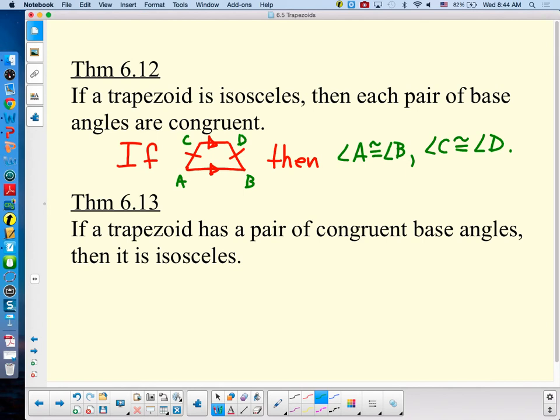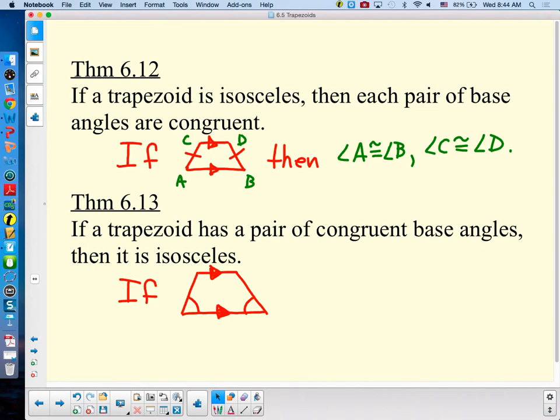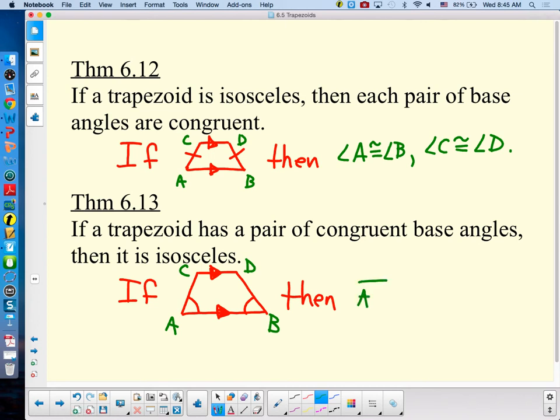Okay, theorem 6.1.3 is pretty much the converse of the first one. So if a trapezoid has a pair of congruent base angles, now let's draw the picture to have congruent base angles. And it says we just know that it's a trapezoid with congruent base angles. Then we will know that it's isosceles. So what's the conclusion this time? We'll label it in the same way. Isosceles would mean segment AC is congruent to segment DB. Those two legs would be congruent.